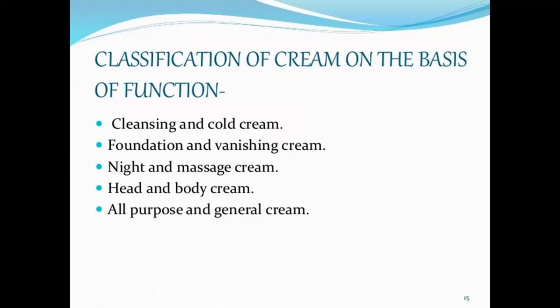Then the vanishing creams are O/W type of emulsion in which oil is the dispersed phase and water is the continuous phase or dispersion medium. Same concept, opposite to the cold cream. Then next point, oily creams. Oily creams are hydrophobic W/O type of emulsion, and usually they absorb only a small amount of water. In the preparation of oily creams, W/O type of emulsifying agents are added.